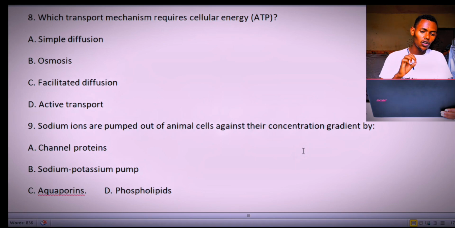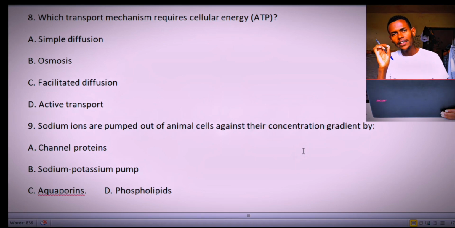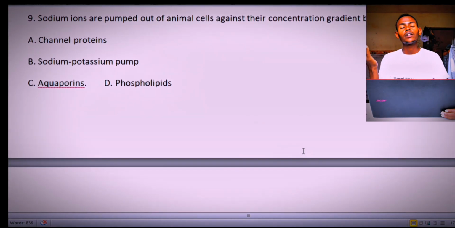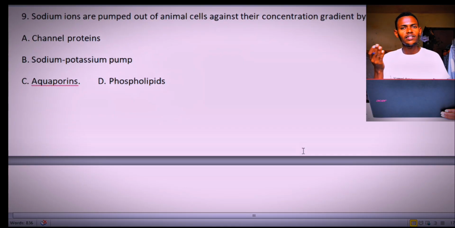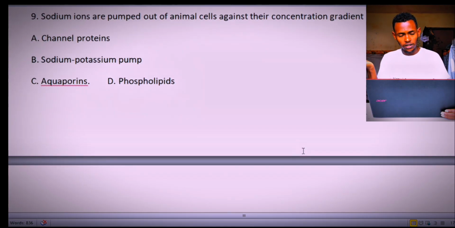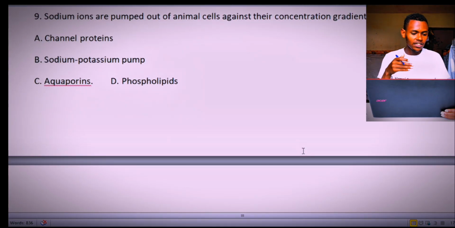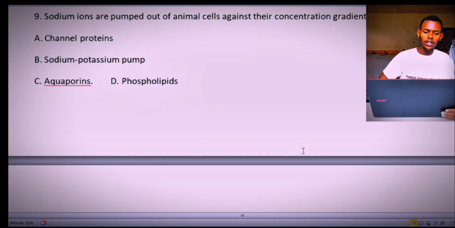B. Osmosis. Osmosis does not require ATP, but it requires the protein channel that is called aquaporin. What about C? Facilitated diffusion. This needs the carrier protein, but not the ATP. Let's go on to the ninth question.